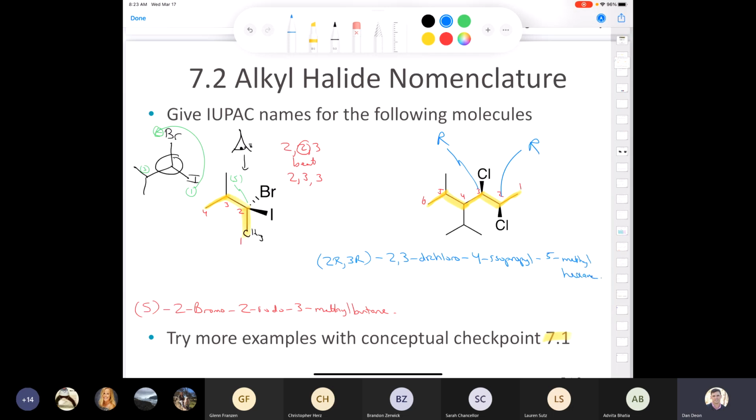And so the methylhexane should be connected. It should be all one word. But remember that we ignore all prefixes except iso, cyclo, and neo. And so C comes before I in the alphabet, and then M comes after those. Okay? So there you go. So those are some IUPAC names. A little bit of practice on stereochemistry.